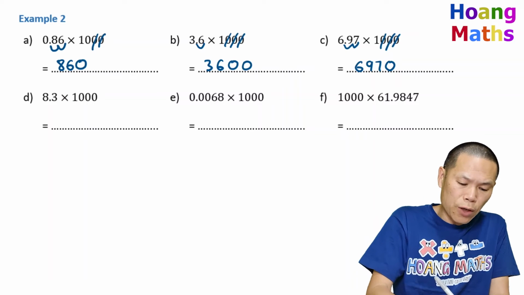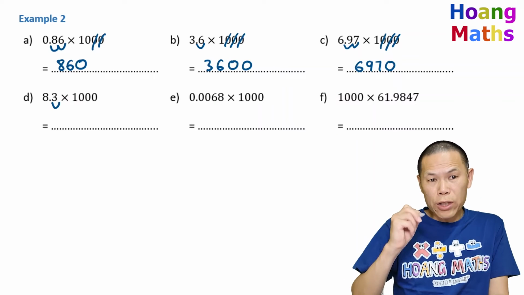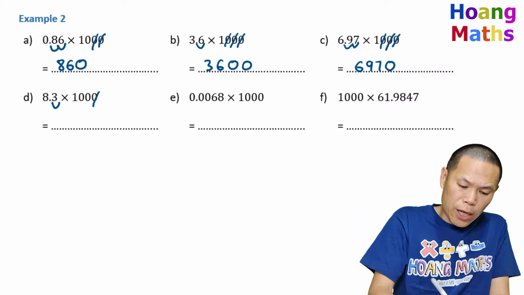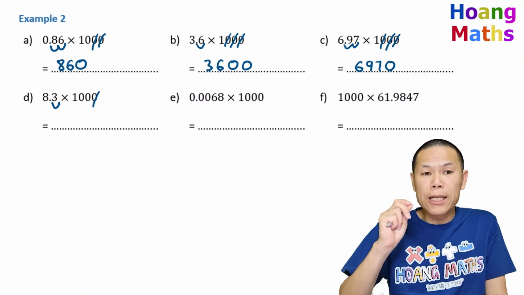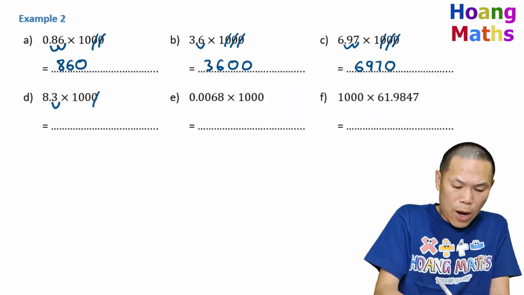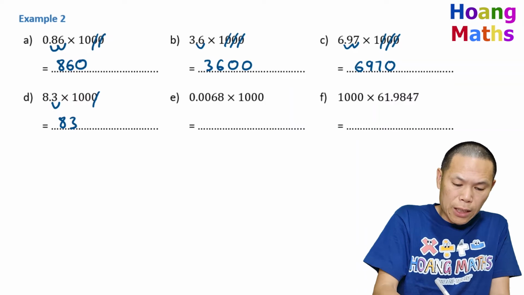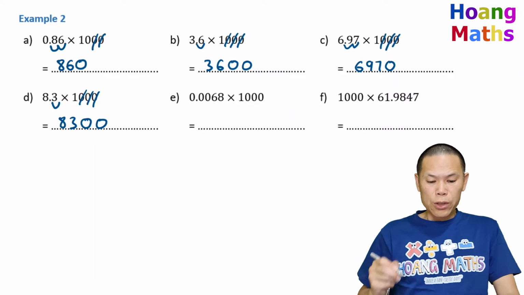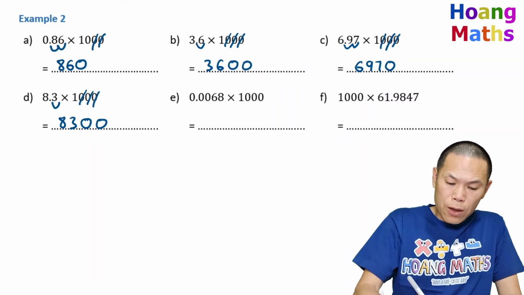Part D. So 8.3 times 1,000. We just move this decimal point 1 unit to the right, so we cancel that. It becomes 83 times 100. So we just focus on 83 times 1, which gives me 83, and these two zeros we just write down. So there you go.